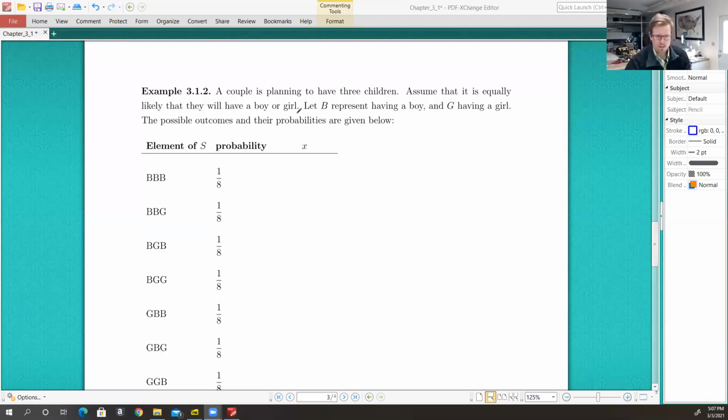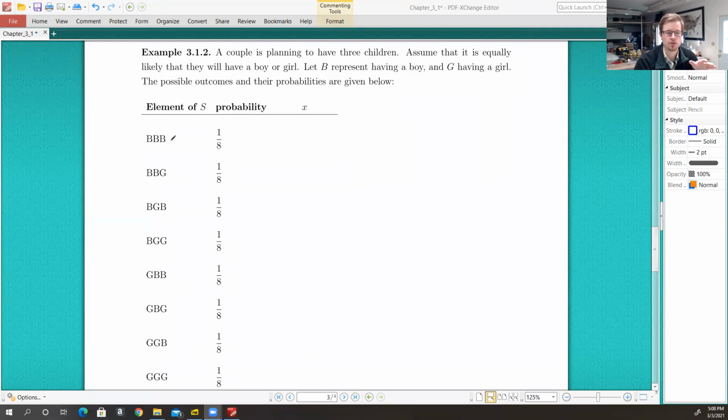All right, so a couple is planning to have 3 children. Yay, 3 kids. So we want to assume that it is equally likely that they will have a boy or a girl for any of the individual children. So if we let B represent having a boy and G represent having a girl, the possible outcomes and their probability is given here. So they could have a boy, boy, boy. They could have boy, boy, girl. They could have boy, girl, boy. And of course, this is giving a particular order. And we should recognize how to find each of these probabilities from our discussion in chapter 2 about probabilities.